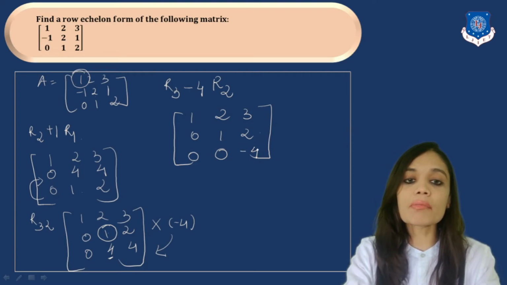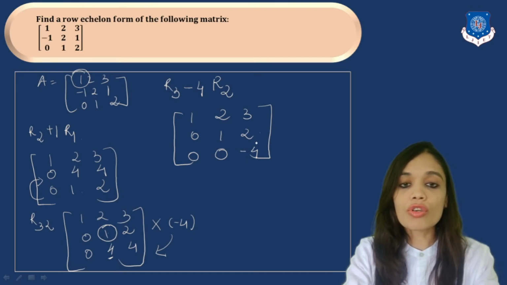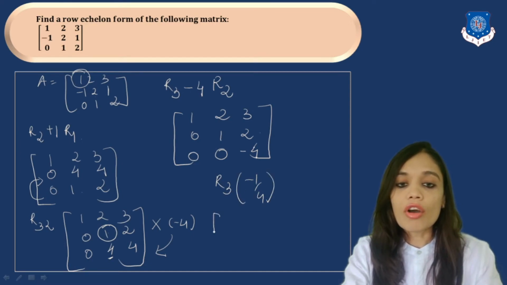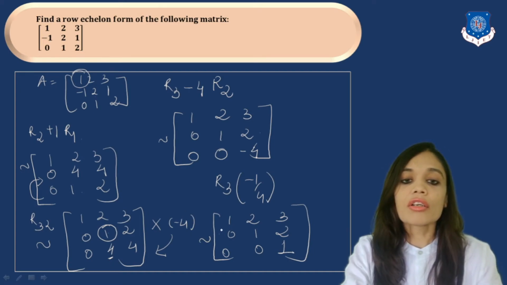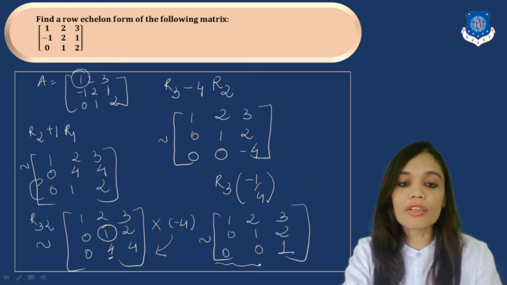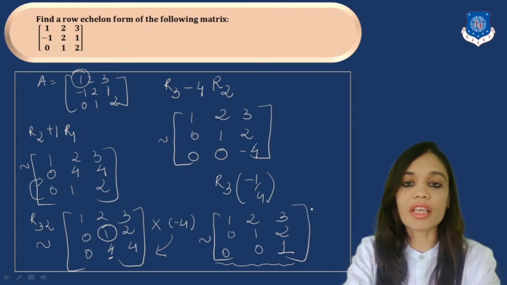Now our last step is remaining, that is the first element of any non-zero row should be 1. So here we need to form 1. So we'll just take out common, that is make -4 common or divide by -4, right? So R3 of -1 upon 4. So you will get your final answer as 1 2 3, 0 1 2, 0 0 1. And all these matrices are equivalent matrices, right? So this is our desired row echelon form of the matrix A.